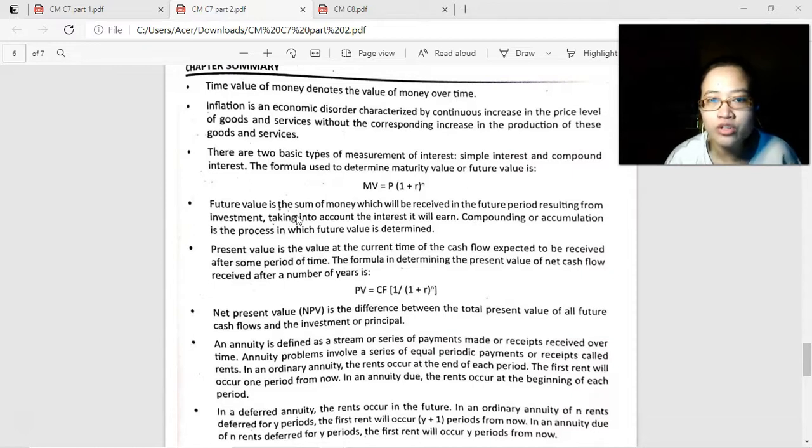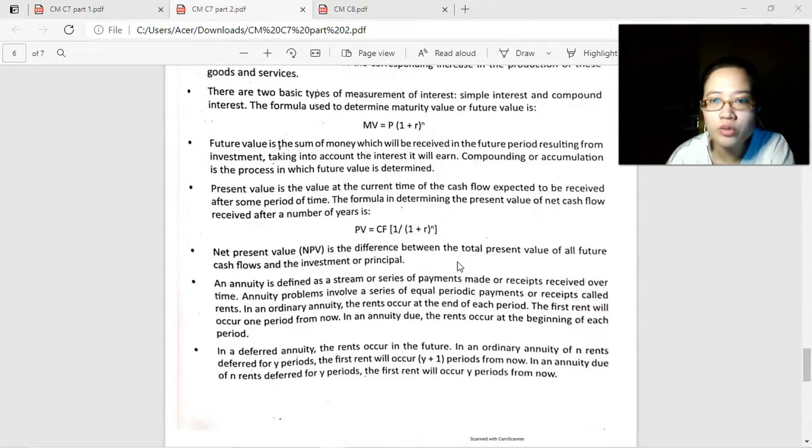of years. Future value is the sum of money which will be received in the future period resulting from investment today, taking into account the interest it will earn. Compounding or accumulation process in which future value is determined. Okay. Present value, value at the current time of the cash flow expected to be received after some period of time. The formula in determining the present value is as follows. Present value equals cash flows times 1 over 1 plus the rate of interest raised to N, or the number of years or period.